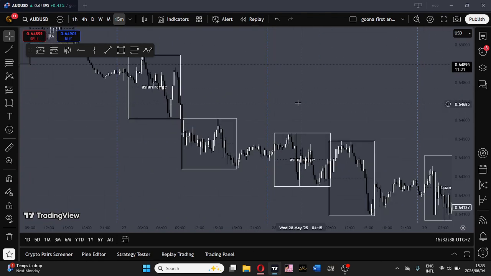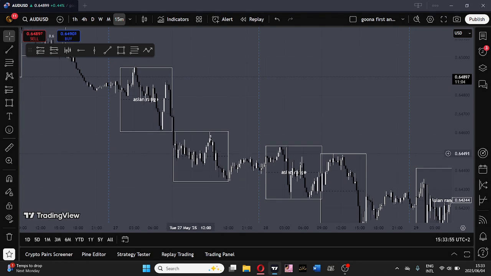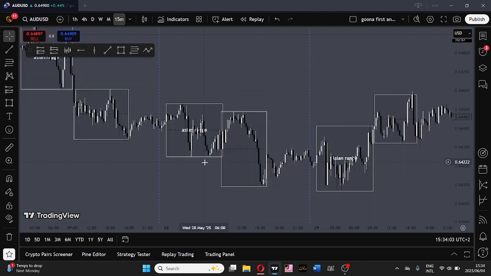So let's see on a Tuesday, between 9 till 4, it was taken out right after the Asian session closed. It was taking out liquidity, but then it kept moving down. There was no reversal. There was no momentum showing that it was gonna reverse. Let's see on a Wednesday.